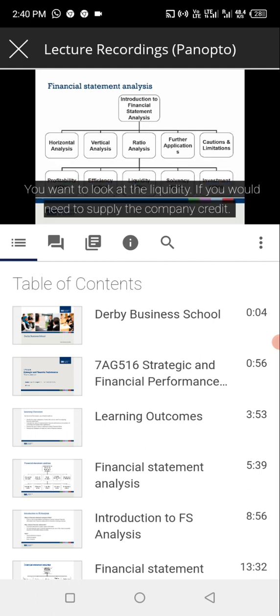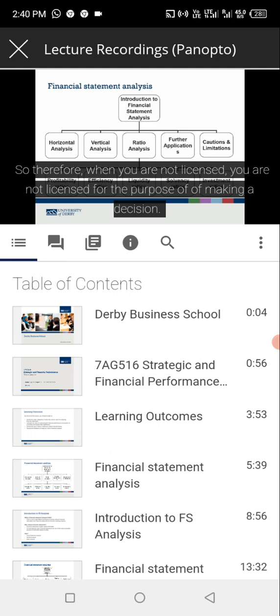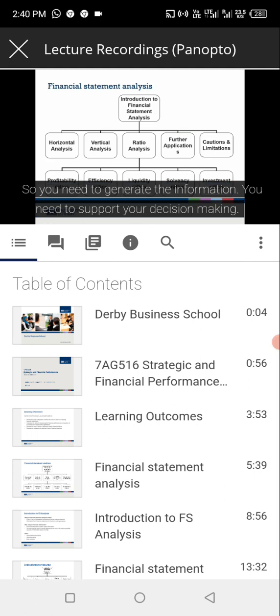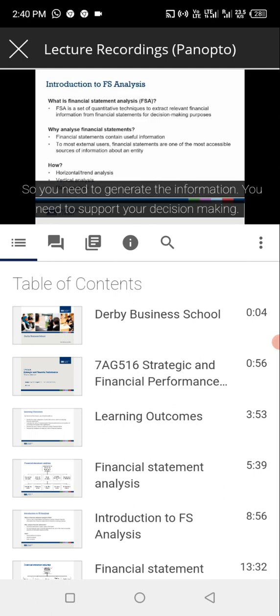You want to look at their liquidity. If you will need to supply a company on credit, you will need to look at the liquidity of the company. So, therefore, when you are analyzing, for the purpose of doing what? Of making a decision. So, you need to generate the information you need to support your decision making.